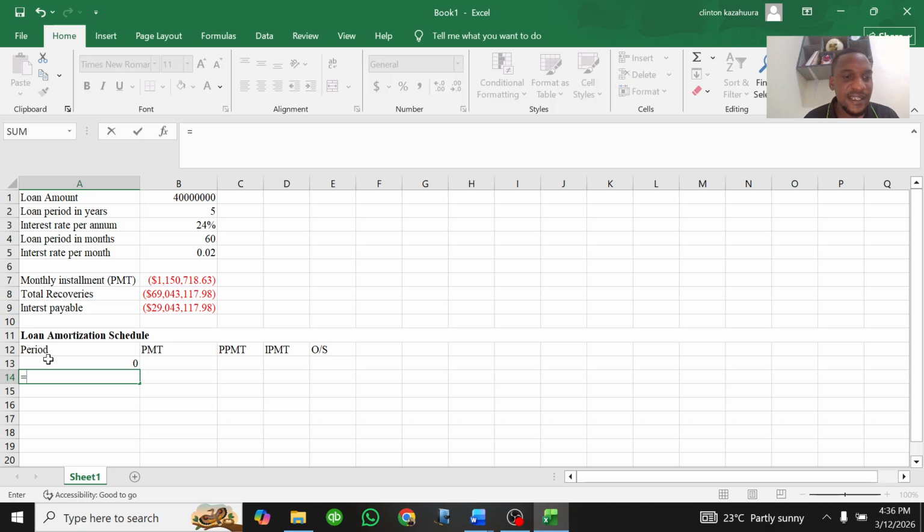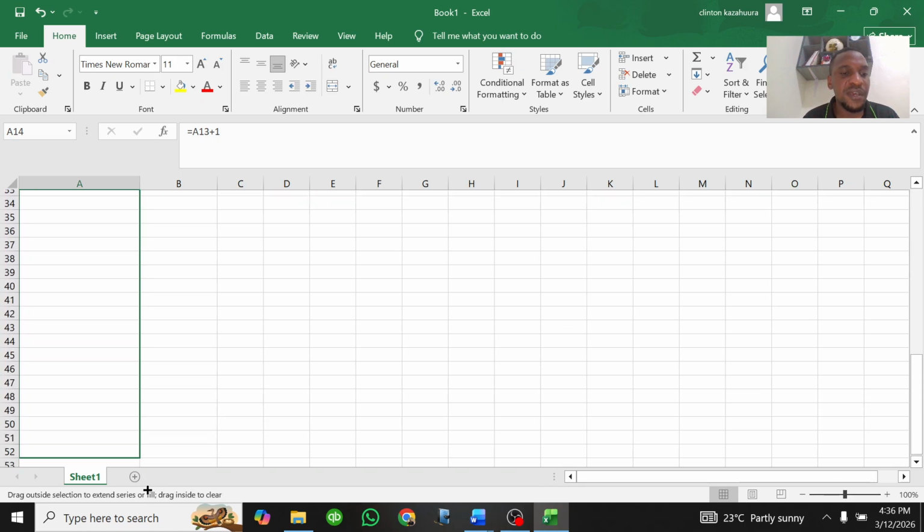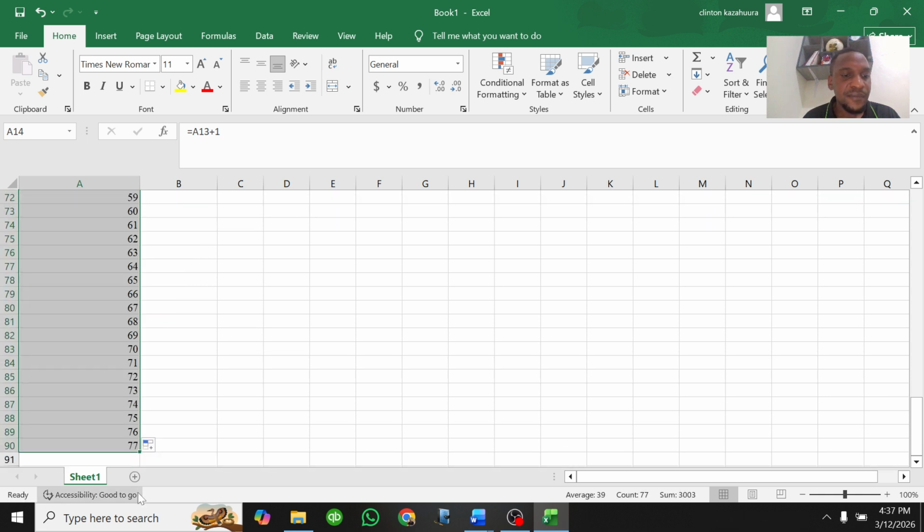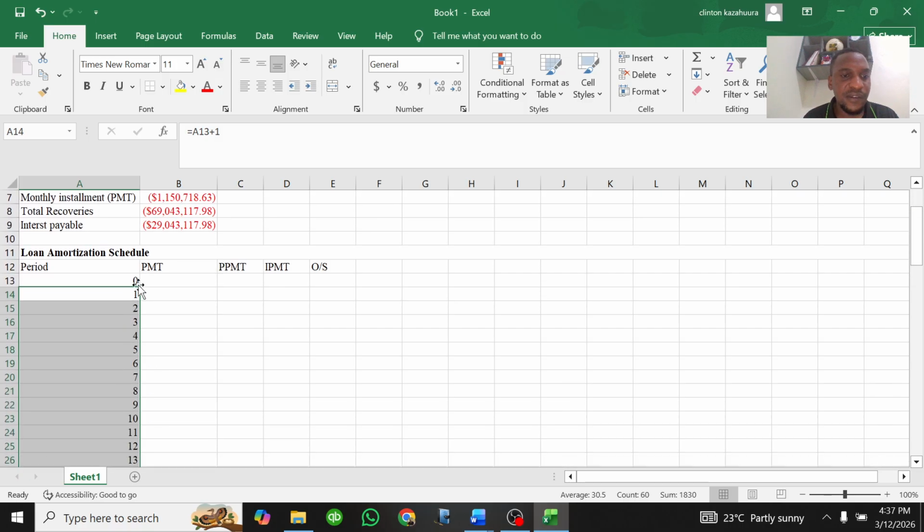So I'll say equal sign, then I click in the previous cell where I have 0, then I add 1. When I add 1, it simply means that A13 represents 0, then the next will be 1. So when I autofill going down, it's going to take me up to 60. I see I've gone far, up to 77. So I come back upwards to 60.